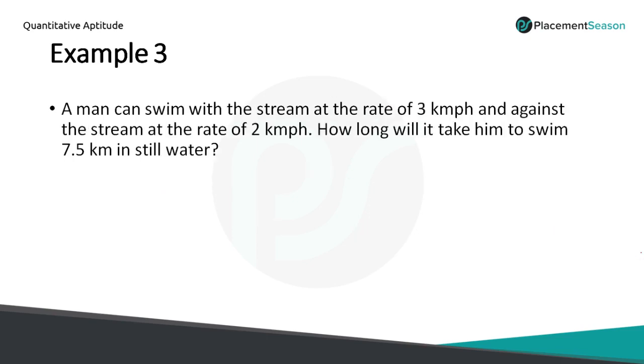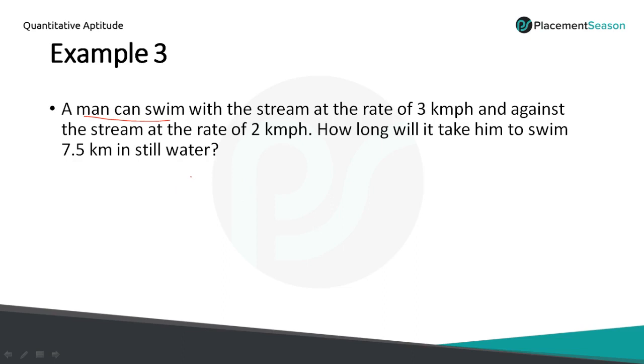A man can swim with a stream at the rate of 3 km per hour and against the stream at the rate of 2 km per hour. How long will it take him to swim 7.5 km in still water? In the previous problems we discussed the concept called boats and streams. But in this problem there is no word like boats. Instead they have given that a man can swim. We have to use the swimming man. That's it.